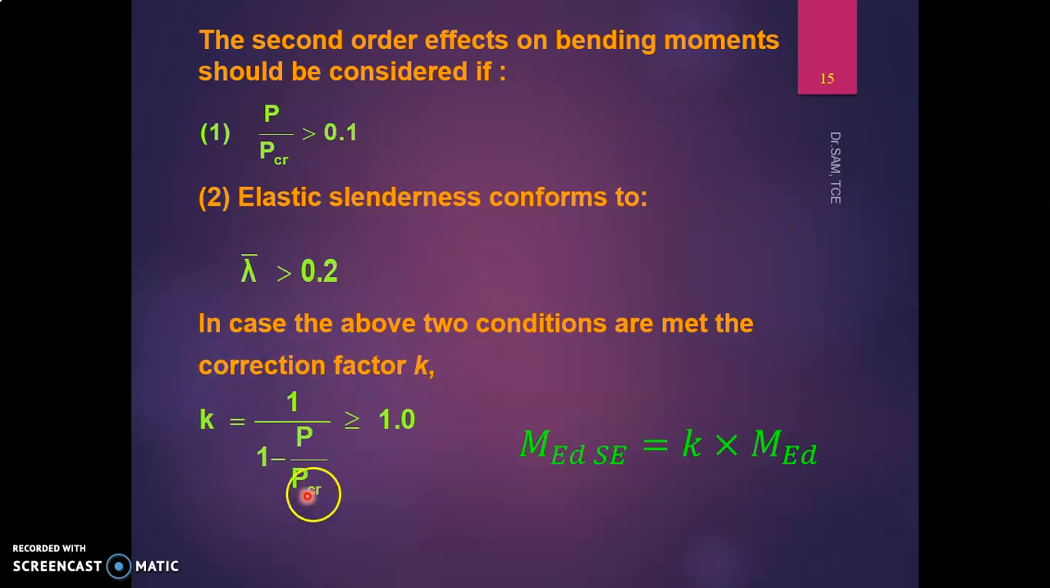The second order effect is nothing but you have to consider a modification factor k equal to 1 by 1 minus P by Pcr. So if this ratio is calculated, this must always be greater than 1, and this factor is to be multiplied by your moment acting on the column to take a correction on the effect. That means the column moment should be modified or increased by a factor due to second order effect. This is to consider second order effect. If this condition is not satisfied, you can take only the first order effect. There is no need to consider the modification factor.